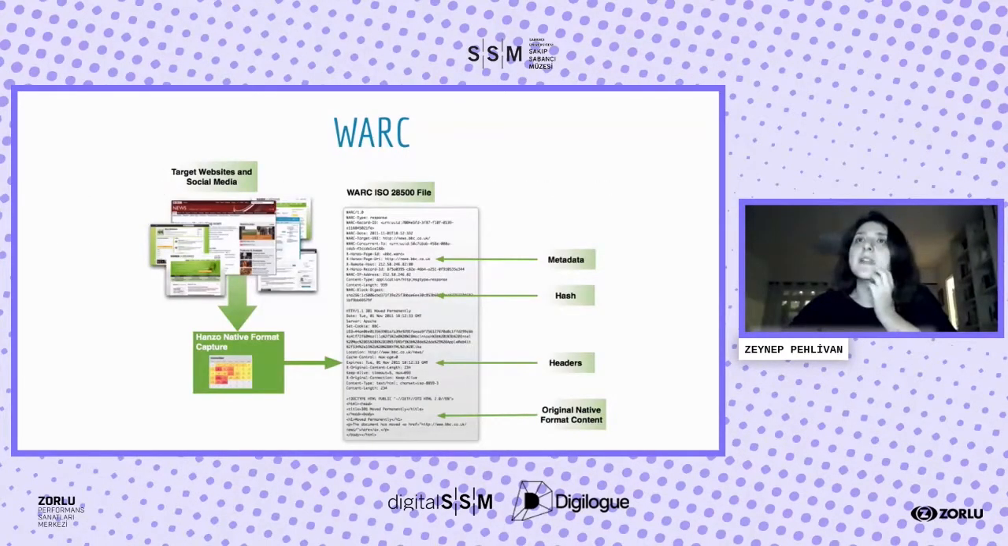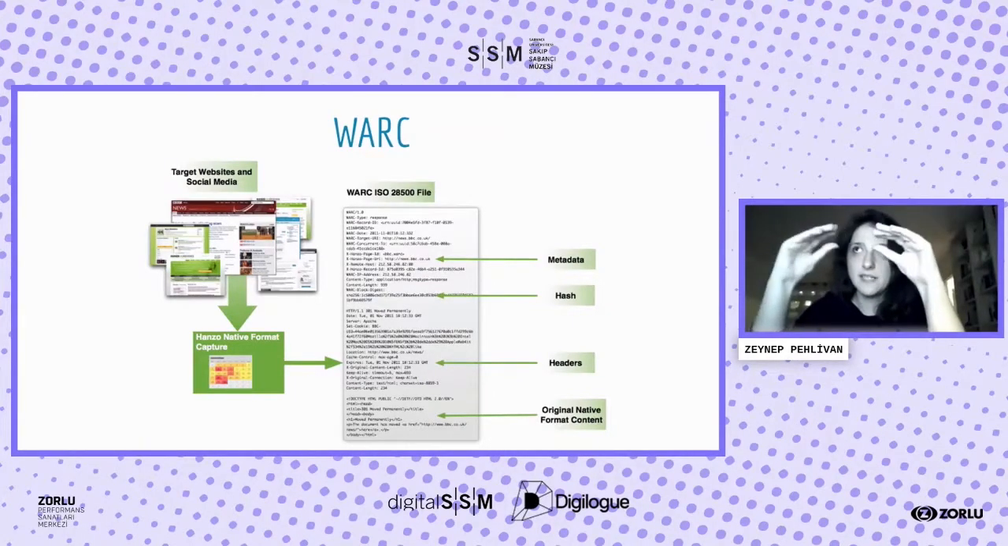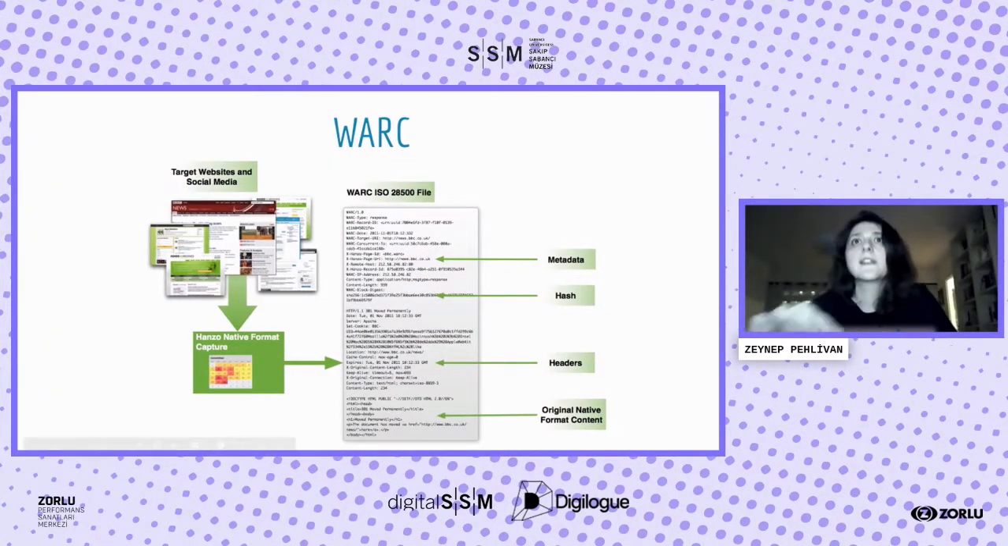And here's a small example of a WARC record. In the WARC format, there are containers. In each container, there are WARC records for each object. And here you see a web page. Here is the metadata of WARC. Here is the hash, SHA, of the web object content. Here are the HTTP headers. And then you have the content, the original file content.